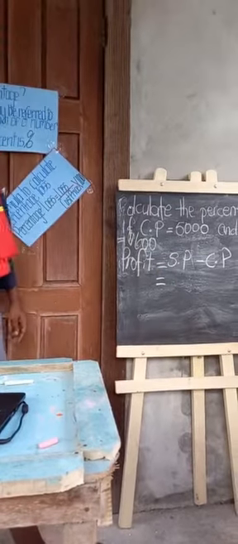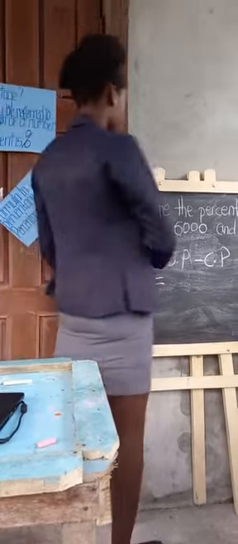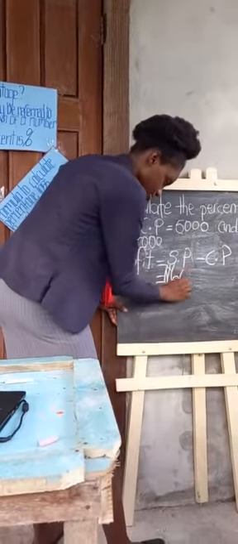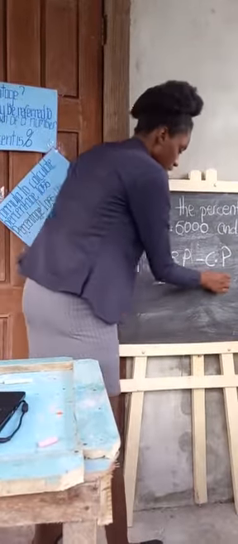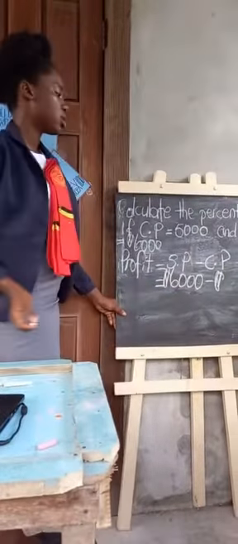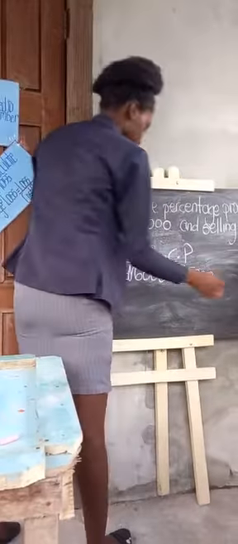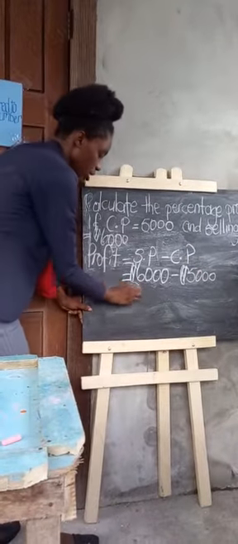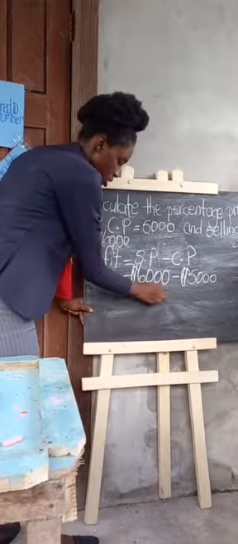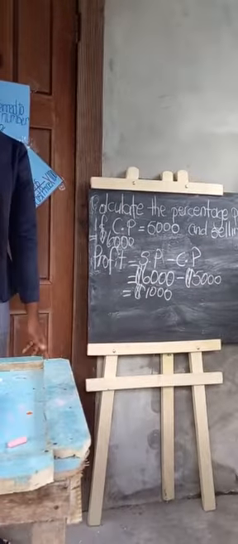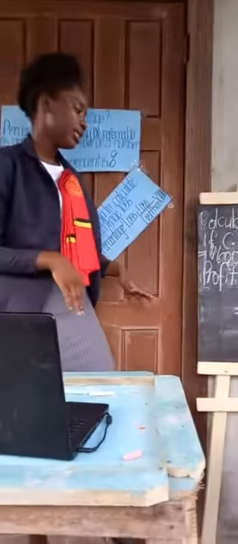What is the selling price? $6,000. And the cost price is $5,000. So the profit is $1,000. Is that clear? So now we can use our formula and plug in what we know and find our percentage profit.